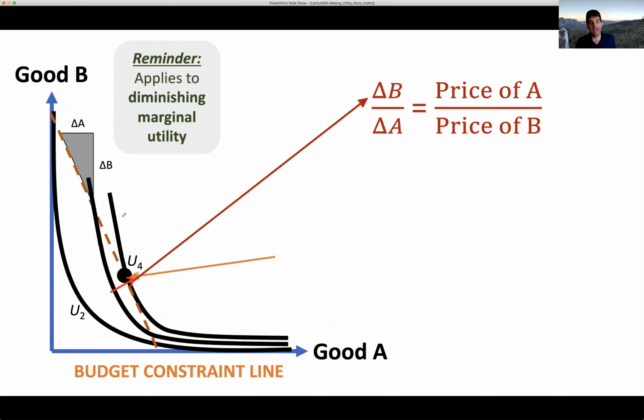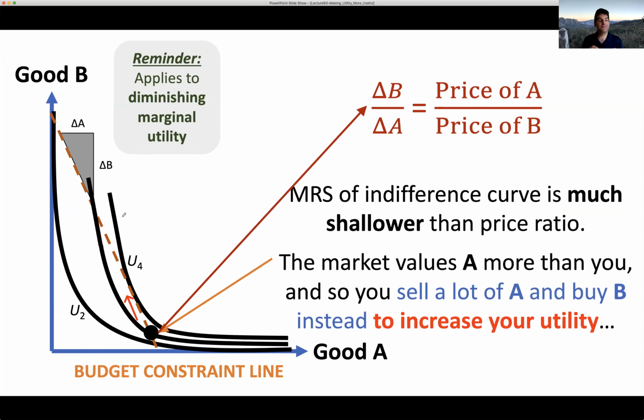On the flip side, if I have a lot of A and little B, and I'm beneath this point of tangency, so the point of tangency is up here, then that's going to tell me that the market values A more than I do. And so I can sell A, get a bunch of money back, and buy B. And when I sell A, that's going to move me down. And then when I buy B, that's going to move me up.